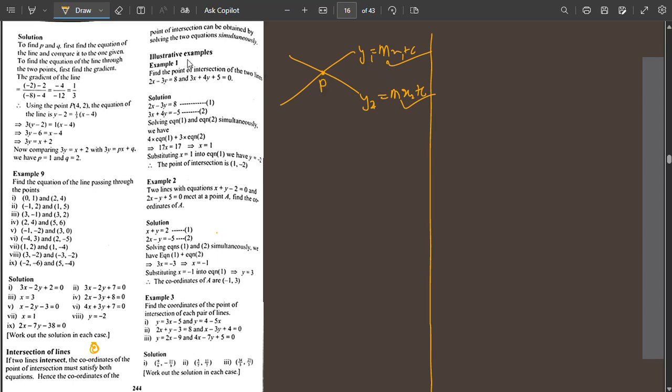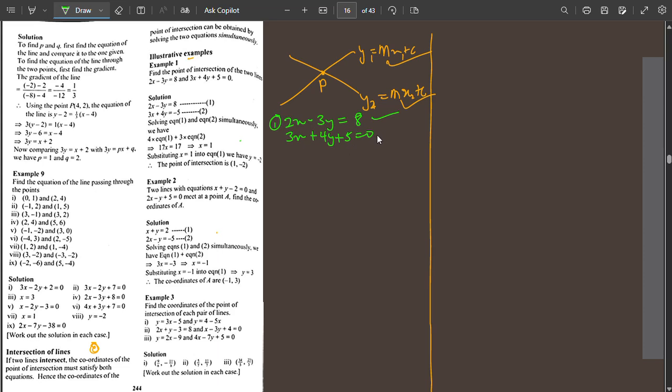So let's see. In example 1, we've been given two equations and we've been asked to find the point where they meet. These are the two equations. You should always make sure that before you solve equations simultaneously, they should be of the same form. Preferably this form, right? We should have the variables on one side and a constant term on the other side.